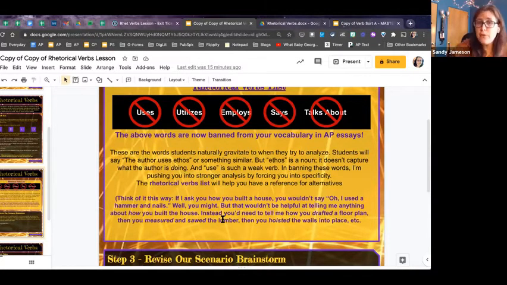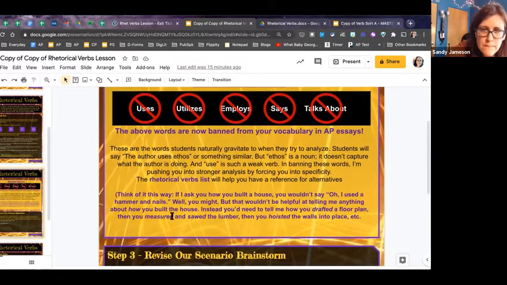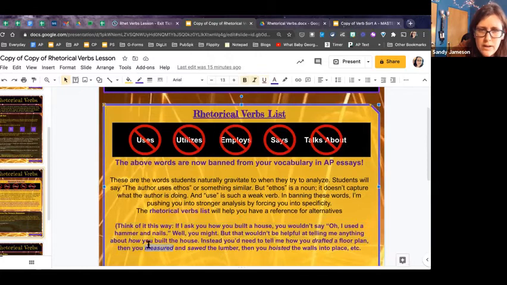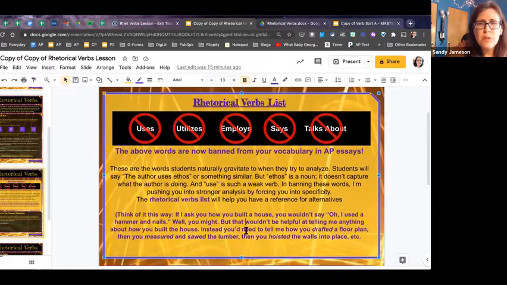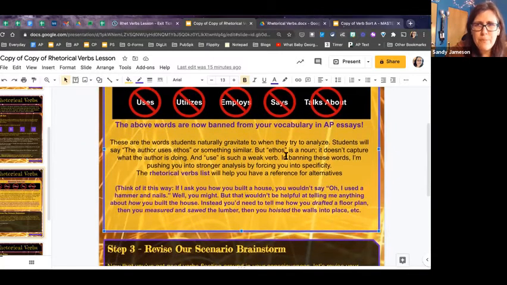If you were going to tell me how you built the house, you would need to use verbs that tell me what you did. So you might say you drafted the floor plan, you measured the wood, you sawed the lumber, you hoisted the walls into place. Look at how much better these verbs are. Measured, sawed, hoisted, drafted. They're so much more specific than using hammer and nails. Uses, right?